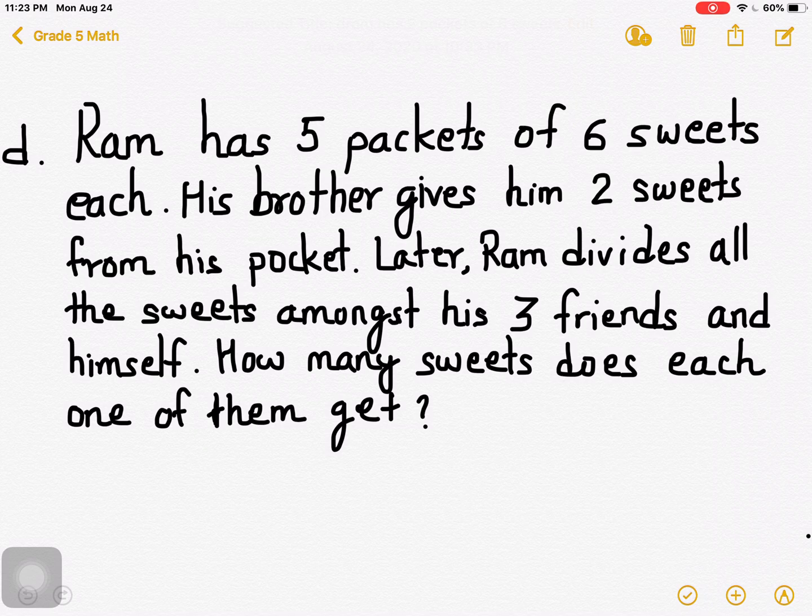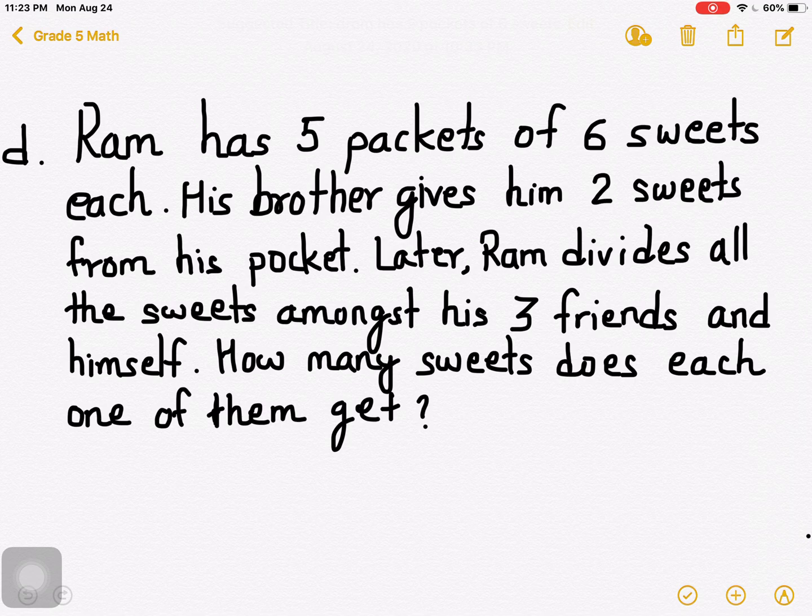Here you have to make the problem first. We have to find out the total number of sweets. Then we have to know into how many portions the sweets have to be divided.